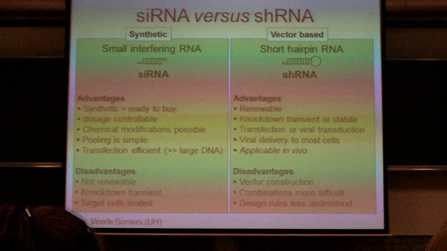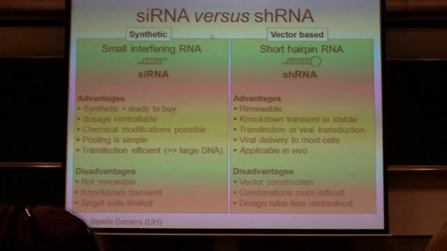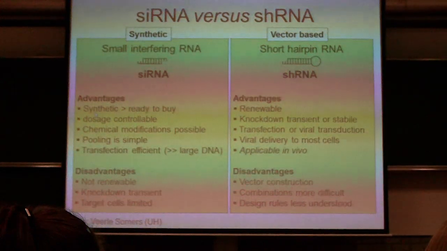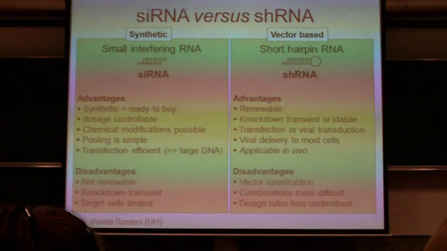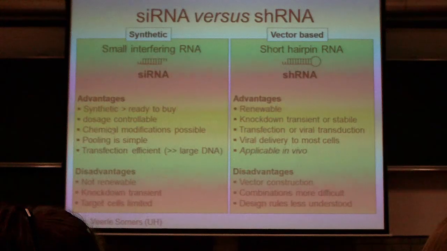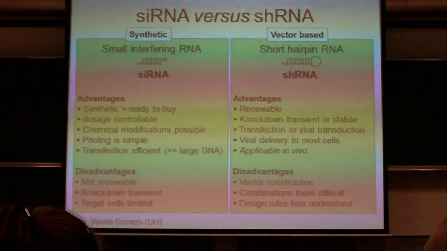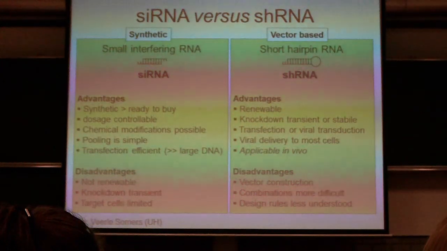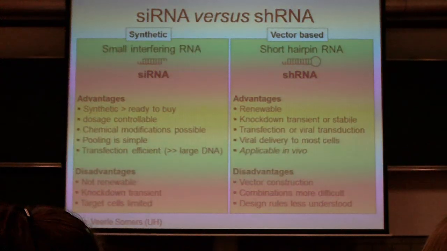siRNA is synthetic. As I said, short hairpin RNA is always vector-based. The advantages of siRNA are that it's synthetic, so it's ready to bind. You can be very quick. You can control the dose very easily, and you can chemically modify them. So you can make them more stable, or you can label them somehow so you can follow them inside the cell. And you can easily pool them as well to target the whole length of a gene, for example.